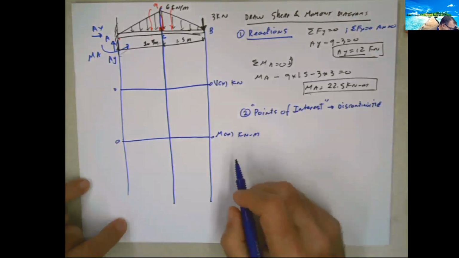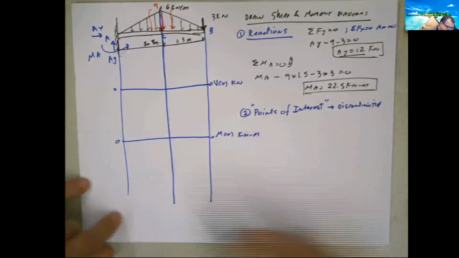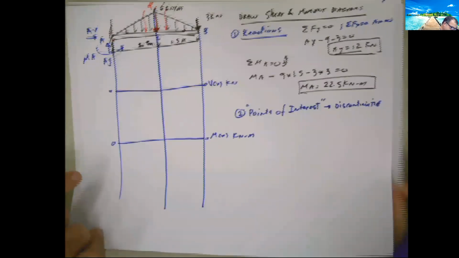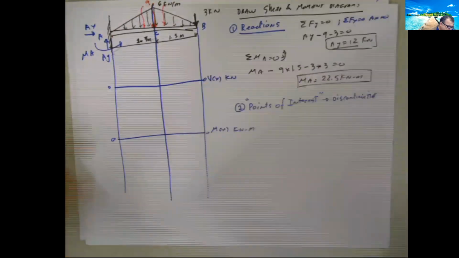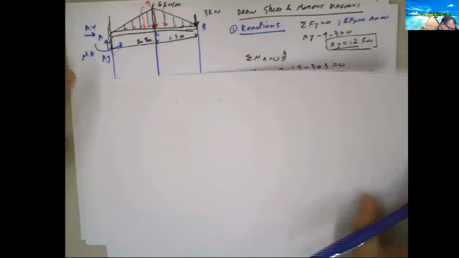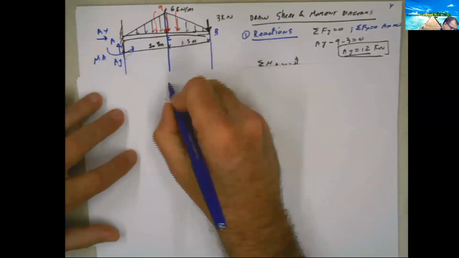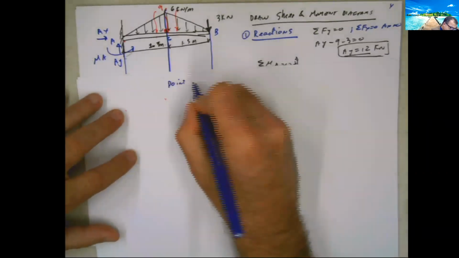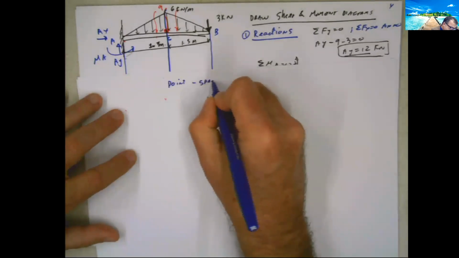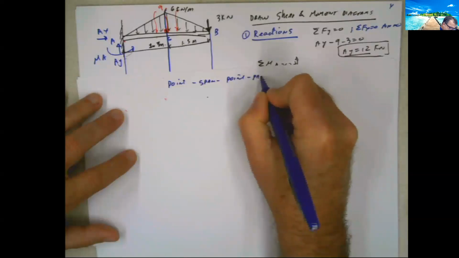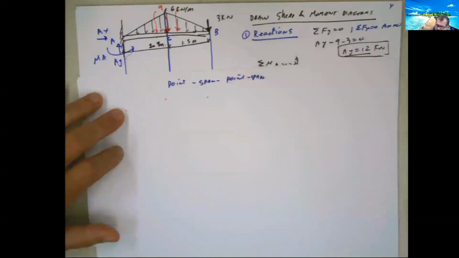Okay, now, what is the next step? We have the points of interest. Now, every time that you do a shear moment diagram, I want you to do it following a point span approach. So you go to the point first, and then you analyze the span, and then the point, and then the span, and repeat, and repeat.